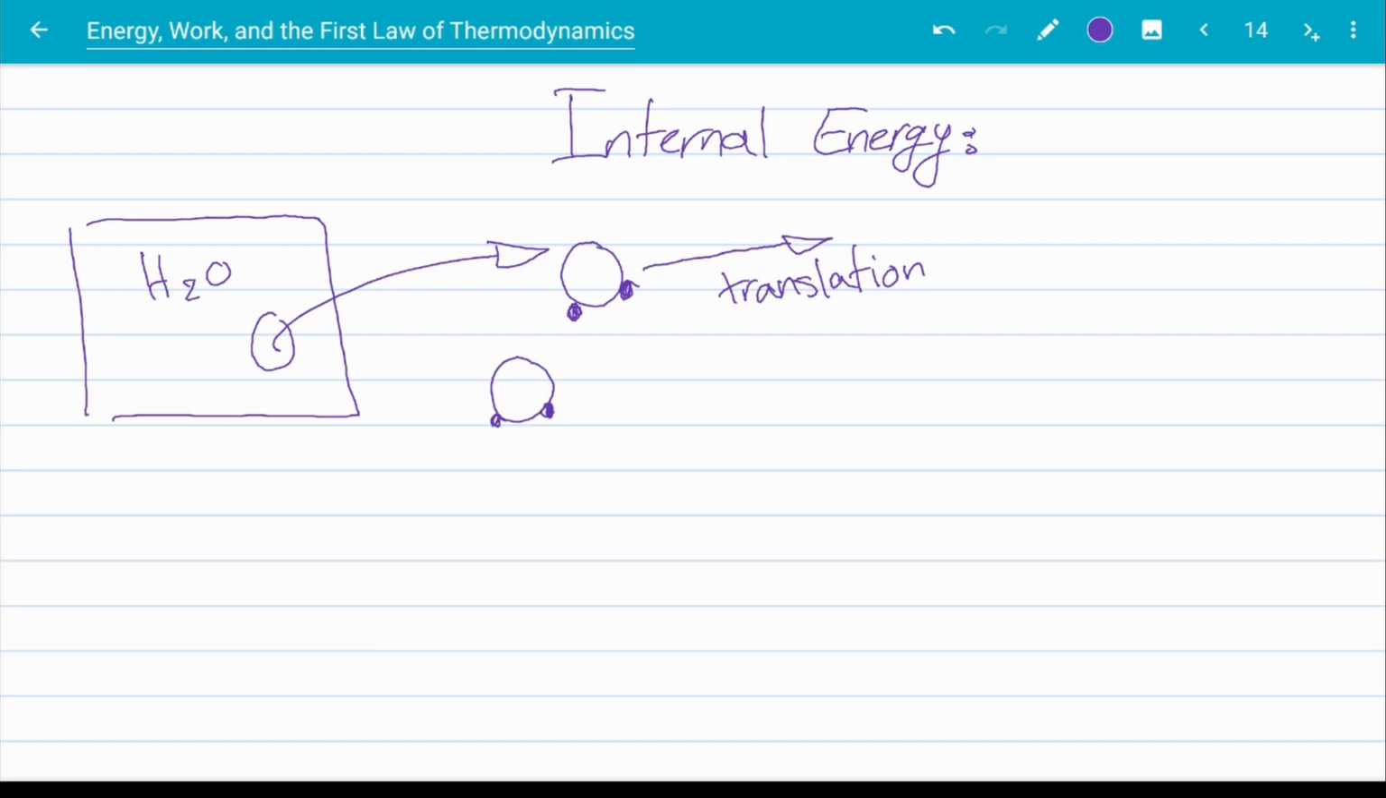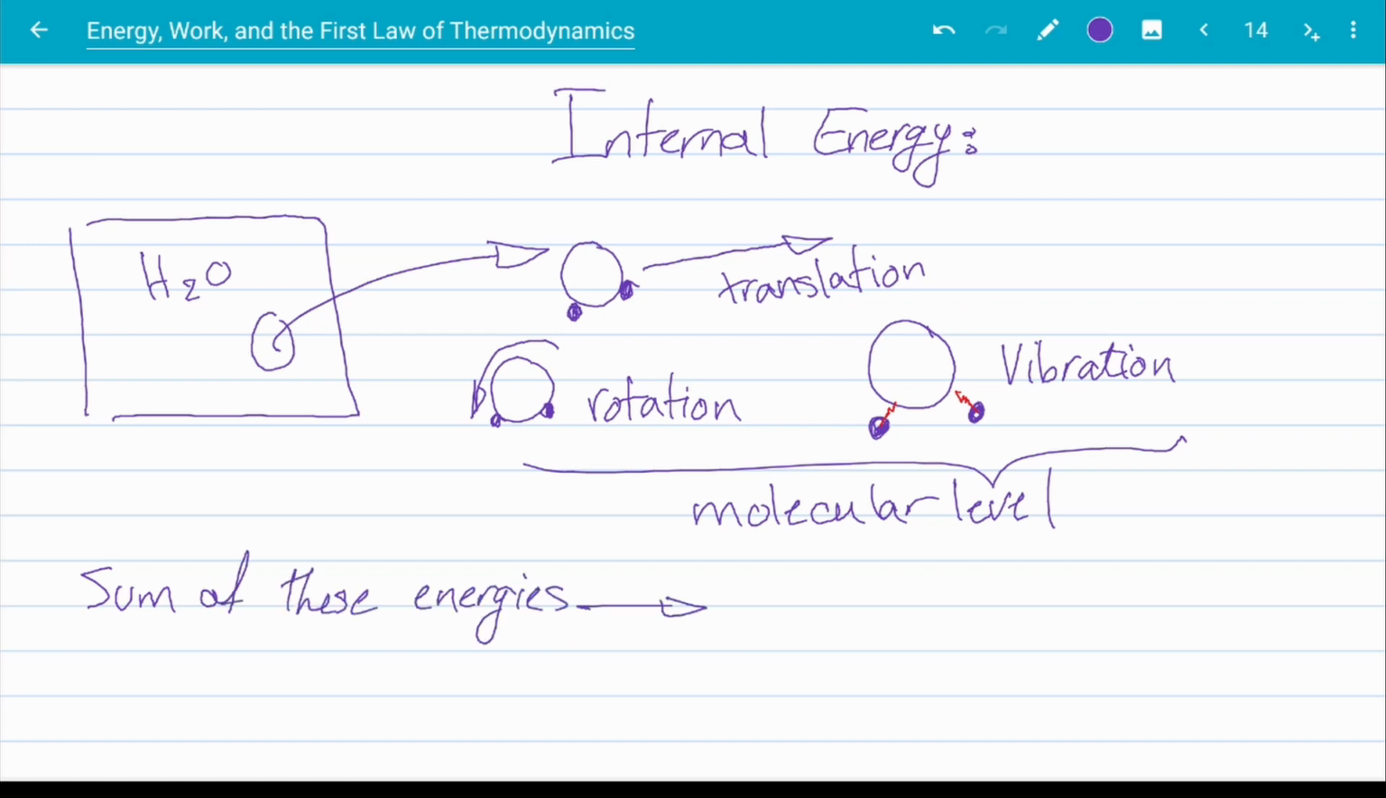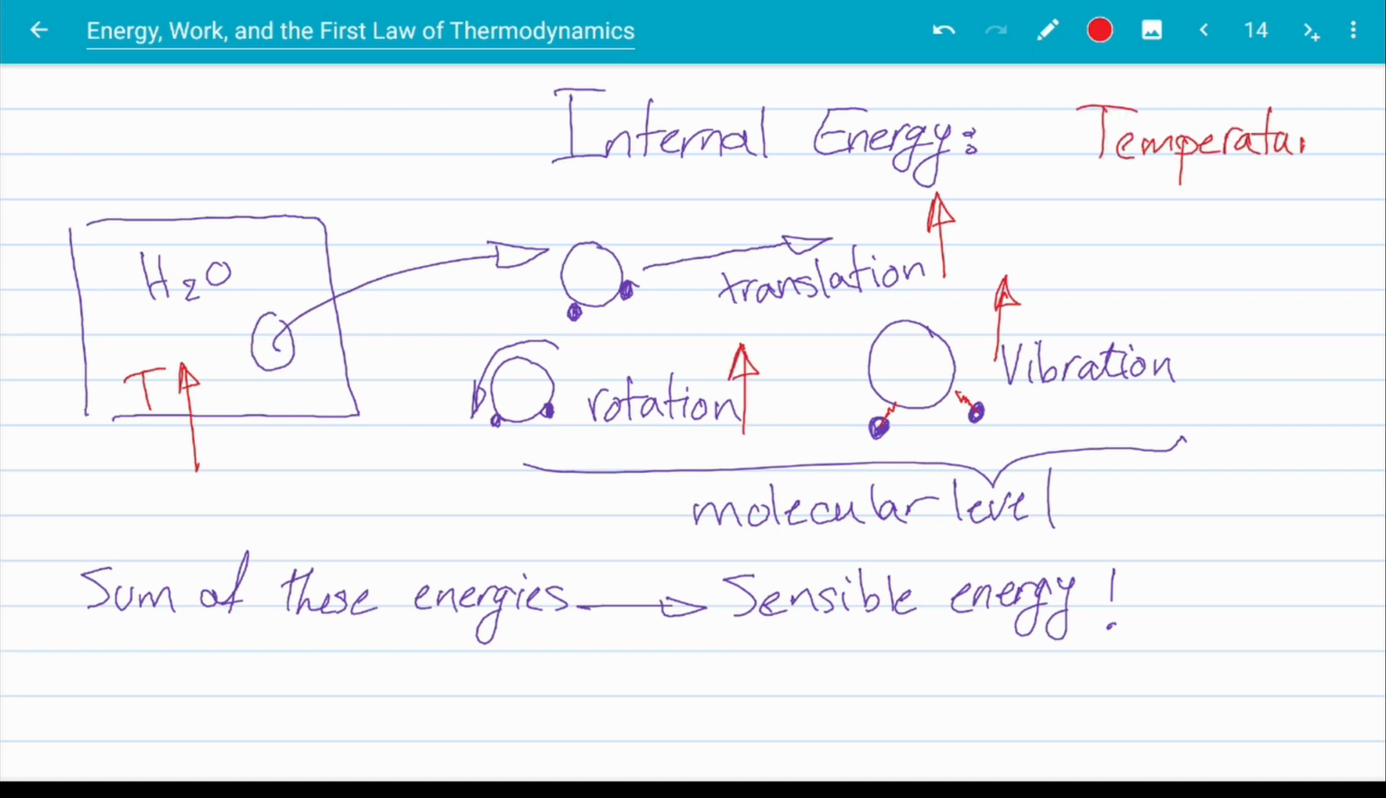The molecules can also rotate about an axis and have rotational energy. The atoms inside of the molecule may also vibrate and have a back and forth motion, which we call vibrational energy. We can go smaller than this and include the energy associated with electrons inside each atom as well. The sum of all these energies is called sensible energy. Temperature usually is associated with the level of molecular activity. That's why it's called sensible, because we can, quote unquote, sense the level of activity with temperature. The higher the temperature, the higher the molecular activity level, which means higher internal energy.